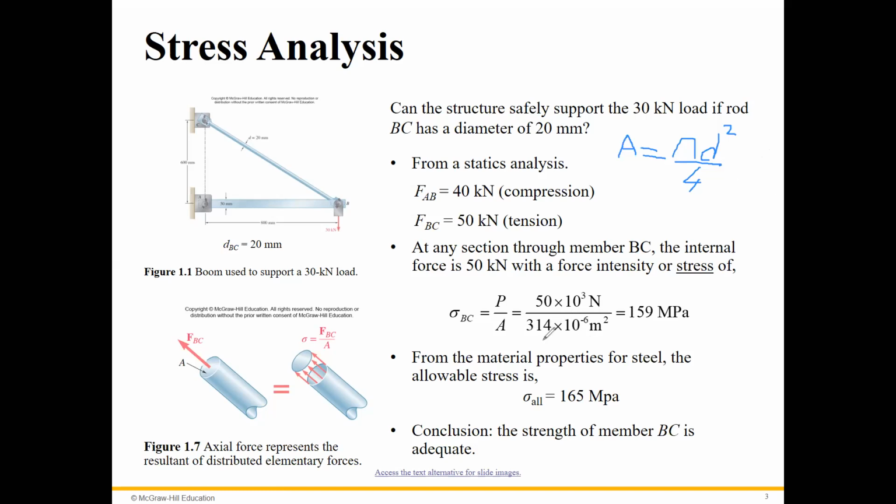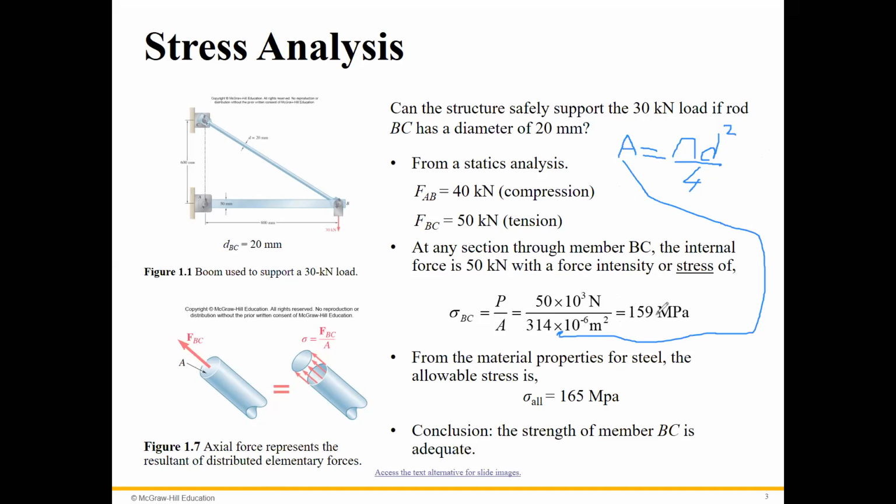So here, the answer for the area is in meters squared, which means we do pi times 20 divided by 1000, squared over 4. So 20 divided by 1000 would be in meters. And then you can find the area, right? So this is this area, this value, and this is the stress.